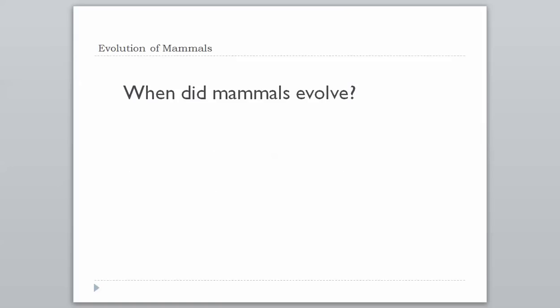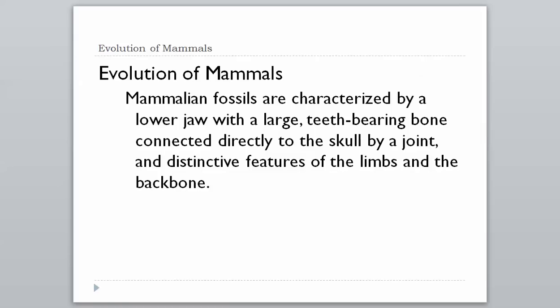Now we're going to look again at the history of mammals. So when did they first come around? When did we first see them? Mammalian fossils are classified by a lower jaw with a large teeth-bearing bone connected directly to the skull by a joint, and distinctive features of the limbs and the backbone. The reason we can tell mammal fossils apart from the rest, and when they lived, is by looking at their jaw. We can see what kind of teeth they have and what the shapes were, and that can tell us what time they lived, what size they were, and what kind of food they were eating. So looking at the fossil of the lower jaw of the mammal is a good way to classify them.